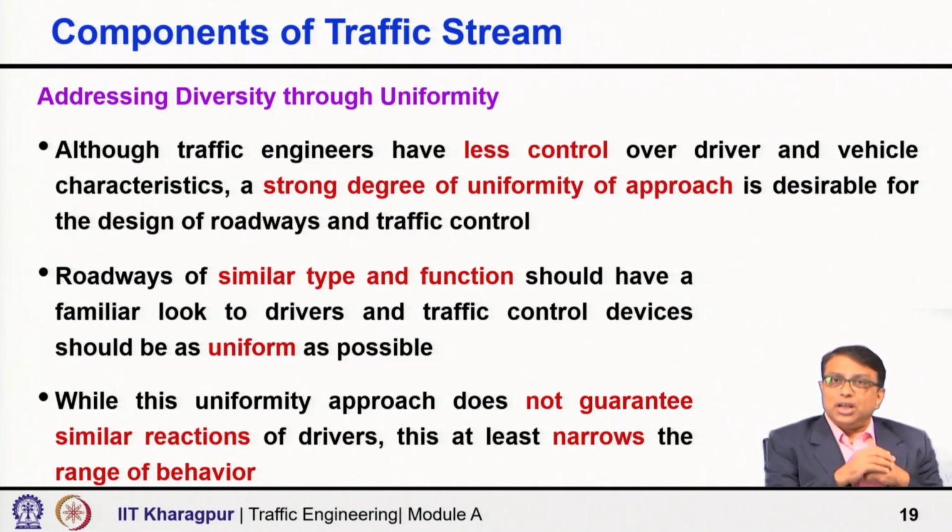So, roadways of similar type and function should have a familiar look to drivers, and traffic control devices should be as uniform as possible. The sign cannot change. The speed limit sign everywhere, in every state, every locality, need not be different, and it has to be uniform. Okay? The requirement of different users at different locations, maybe the additional facilities required may vary, but the basic thing has to be uniform.